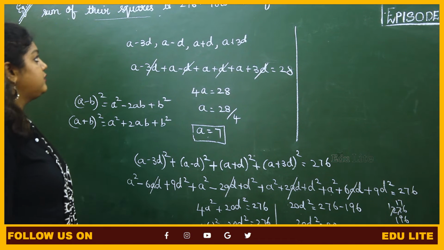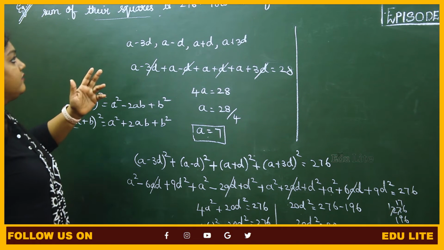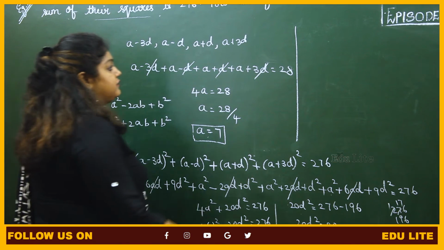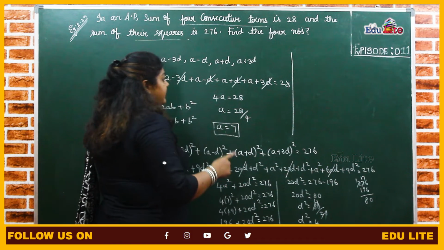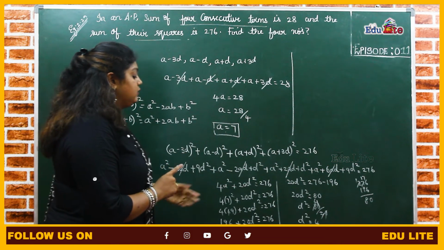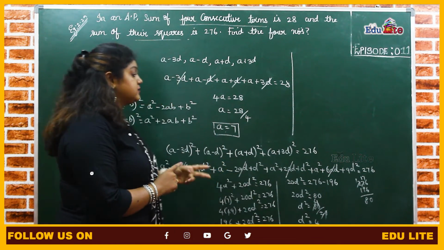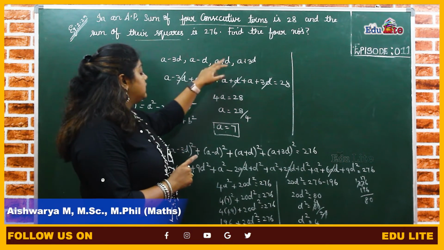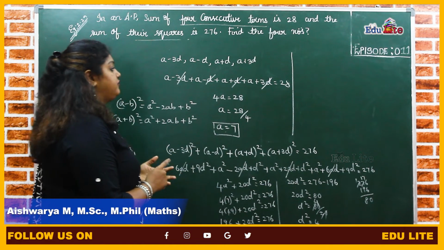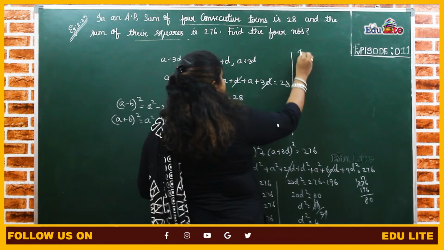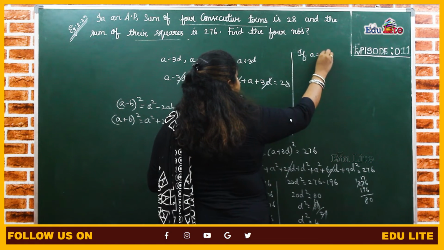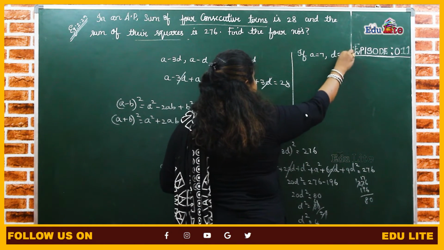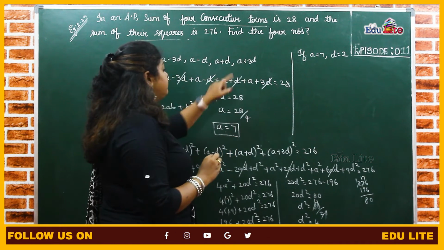So this is how we have to find the terms when an AP with 4 consecutive terms is given. We have a as a unique value, whereas d has 2 values. So we have to find the 4 terms for both values of d. First, if a equals 7 and d we consider as plus 2, we will find the 4 terms.